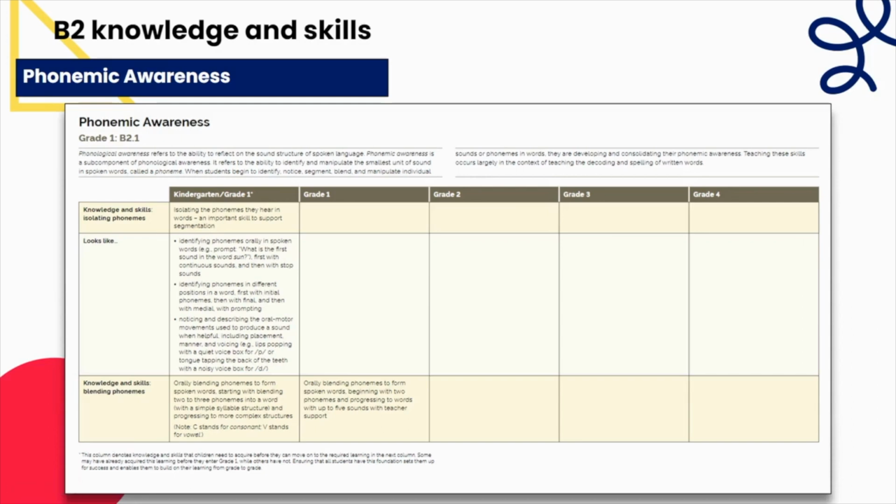Phonemic awareness skills appear only in the Grade 1 expectations of the Ontario Language Curriculum 2023. It is important to note that there are phonemic awareness skills that must be addressed prior to beginning instruction of the skills in the Grade 1 expectations. These skills can and should be developed in Years 1 and 2 of the kindergarten program.